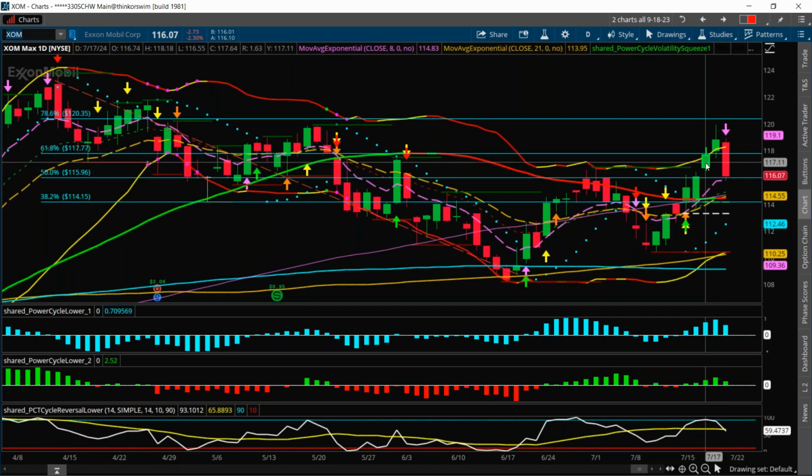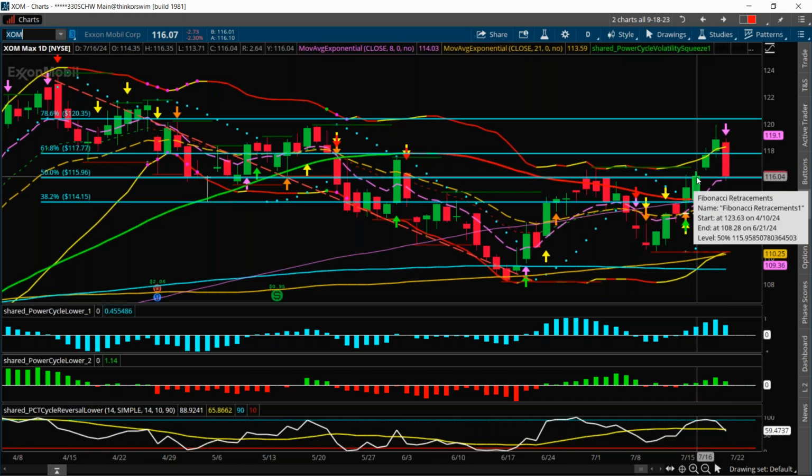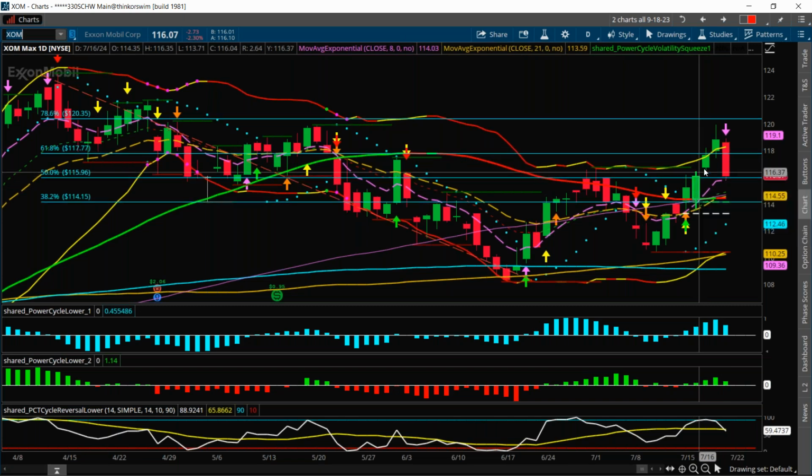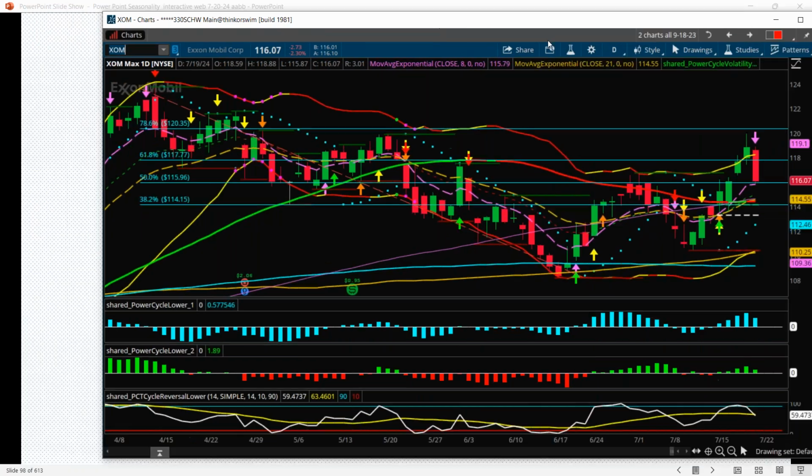So you can see we got into this one, I believe it was right here on the 16th. Or, yeah, this was Exxon. We did this one the 17th. And then the next day, it had this nice pop up. We took some profit there. And then Friday, it opened up here, and then the momentum started to shift. You can see it just started to shift. So we went ahead and closed that out.